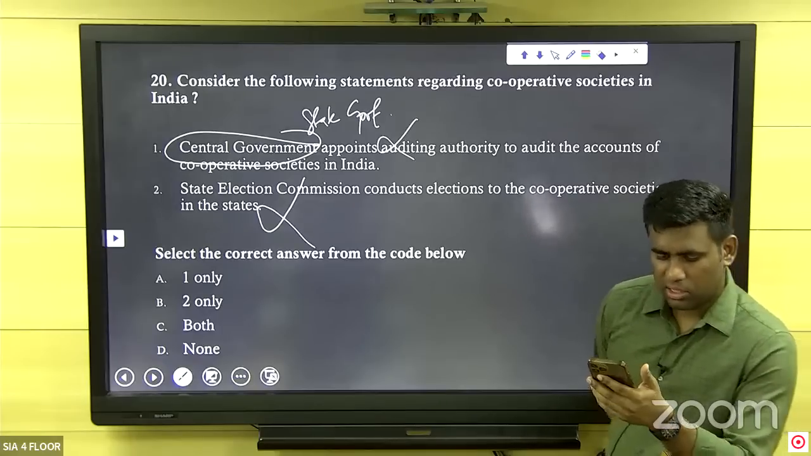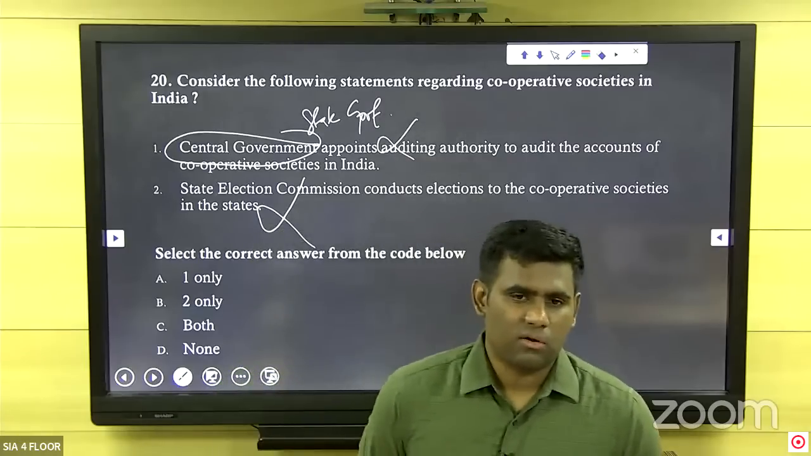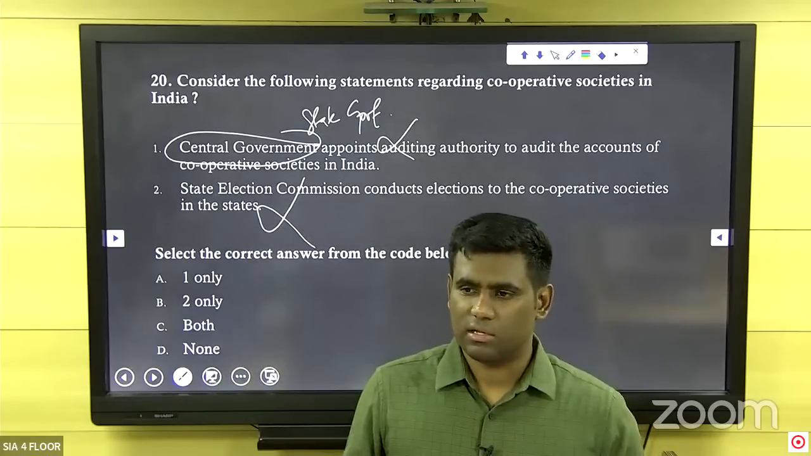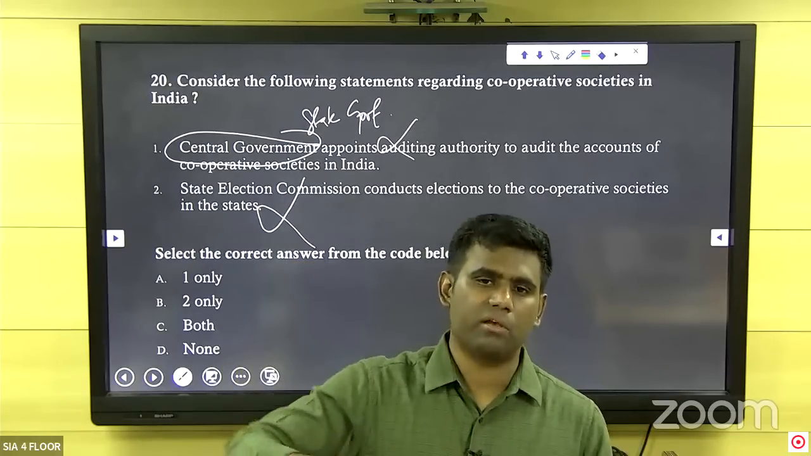They themselves, okay, state legislature, that's all correct. A separate body will be constituted, correct. Okay, we have a state cooperative election commission separately. The constitution allows the state legislature to constitute a separate body.